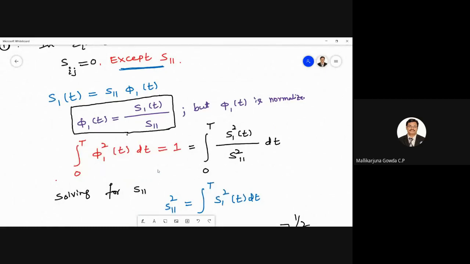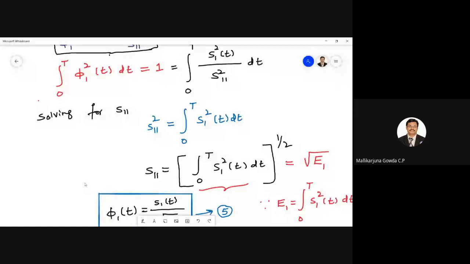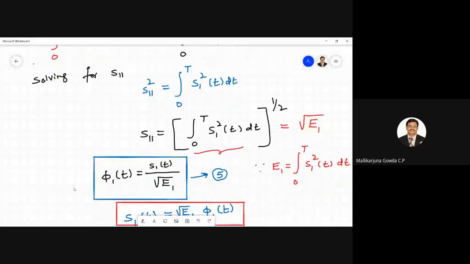So I found that S11 is equal to square root of E1. That is S11, the first coefficient, which is the square root of the energy of the signal S1 of t. Then I expressed that in pi 1 of t. So pi 1 of t is equal to S1 of t by root E1. Then I wrote S1 of t in terms of the orthonormal basis function.